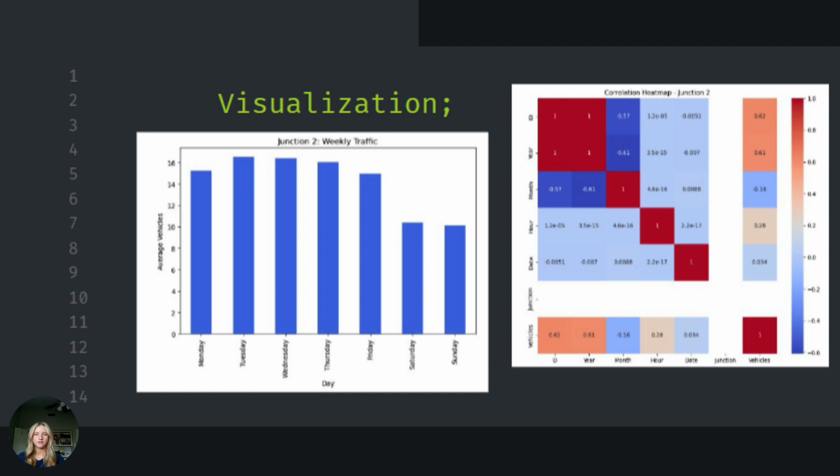And then on my right, finally, we have the correlation heat map of my Junction 2, which really helped show relationships between variables such as hours, dates, months, and the vehicle count. Overall, these visualizations made the traffic trends much easier to interpret and really help support the regression models later in this project.